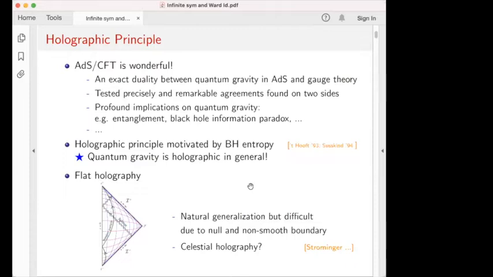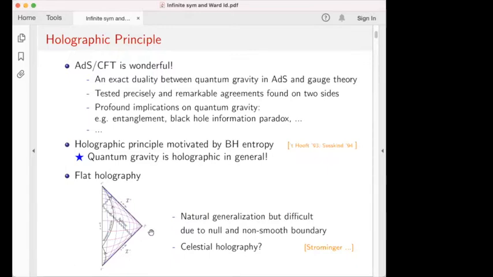On the other hand, this AdS/CFT correspondence is just one special example of the more general holographic principle, which was originally motivated from black hole entropy. According to this holographic principle, quantum gravity is holographic in general. So it's natural to wonder, do we have a holographic picture for other quantum gravity? In particular, do we have a holographic picture for quantum gravity in the absence of cosmological constant, namely flat holography? This is a very natural generalization, but it's very difficult, and this is partially due to this null and non-smooth boundary here.